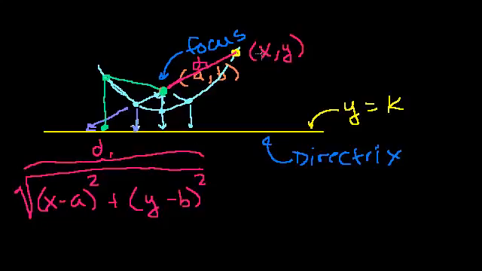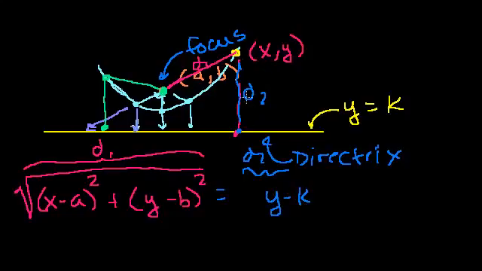And we want to find all of the x and y's where the distance to the focus is equal to the distance to this line right there. So let's call this d2, the distance to the directrix. So the distance to the focus is going to be equal to d2. And d2, what's this going to be equal to? Well, it's just the difference in y, right? Because no matter where we are, we're just going to drop down straight to the directrix. So the difference in y, I could just say y minus k. That would be the difference in y.